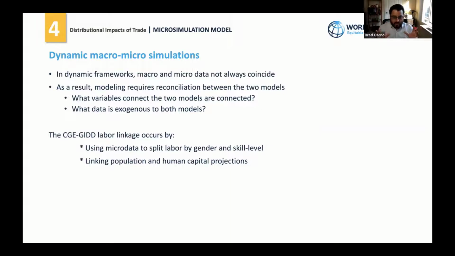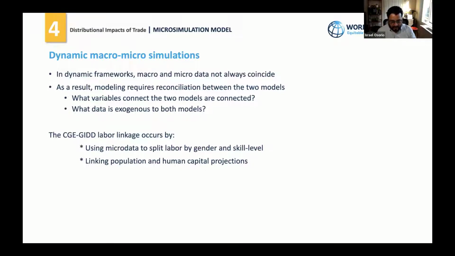And just to close these ideas in this dynamic macro and micro data, as I mentioned, data does not always coincide. And I will say that the biggest effort in all this simulation exercise is trying to reconcile what the macro and micro data are telling us.